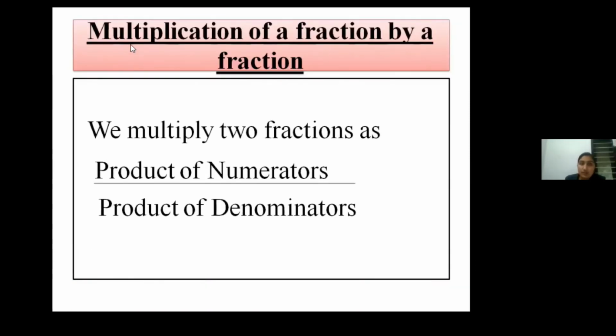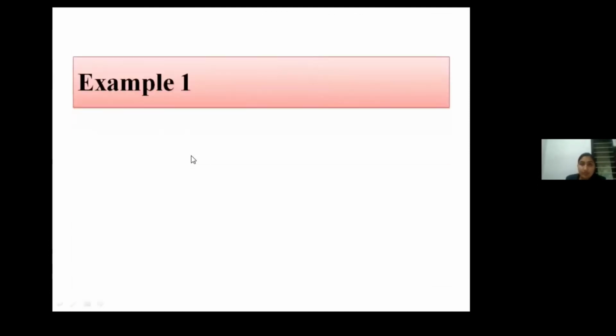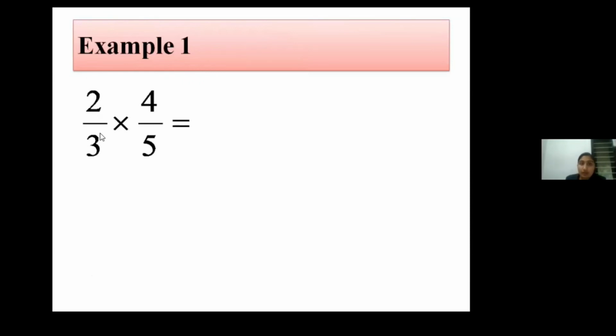We can discuss once again this multiplication of fraction by fraction. Multiplication of a fraction by a fraction means multiplication of two fractions. We multiply two fractions as product of numerators by product of denominators. If we are multiplying two fractions, we have to find the product of numerators by product of denominators. Then here, example 1, 2 by 3 into 4 by 5.